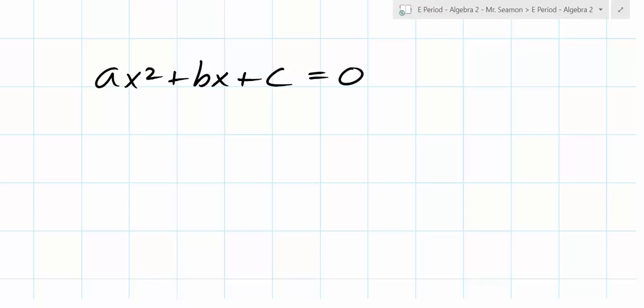The coefficient of x squared needs to be what? We literally talked about this. It needs to be 1. So what do we divide by? The a. Divide everything by a. If you divide everything by a, you end up with this.